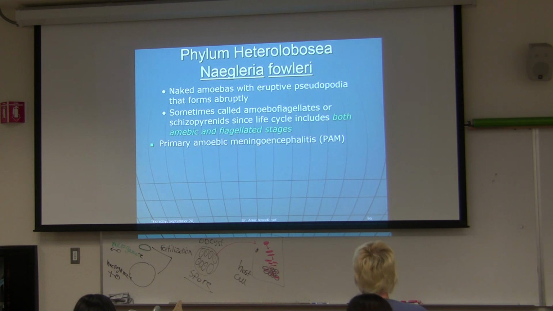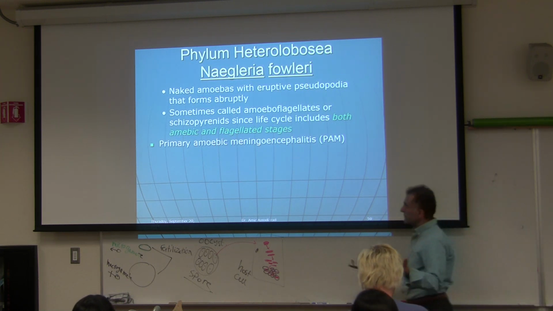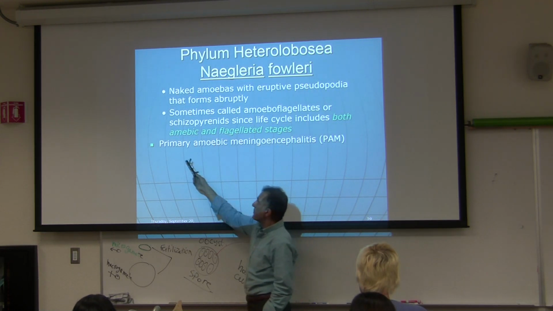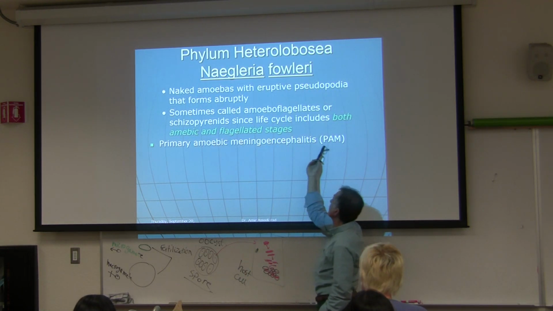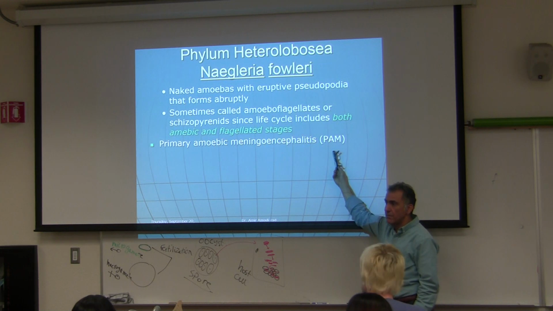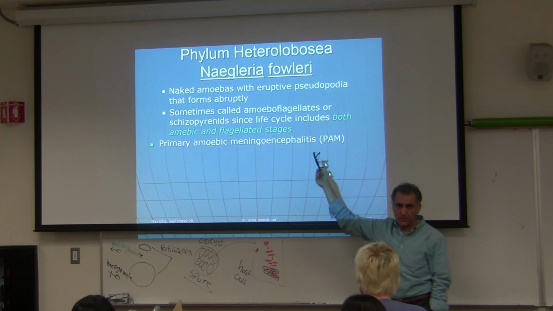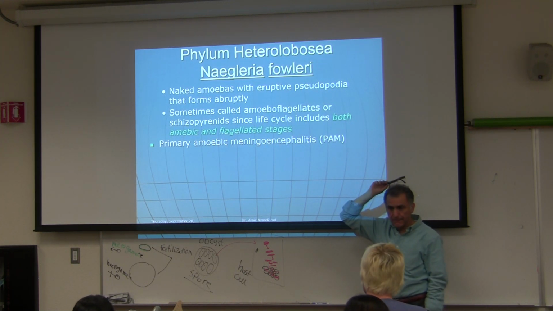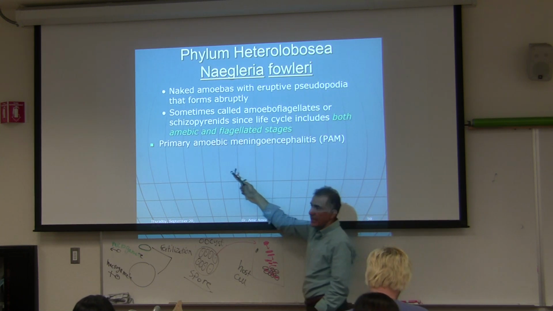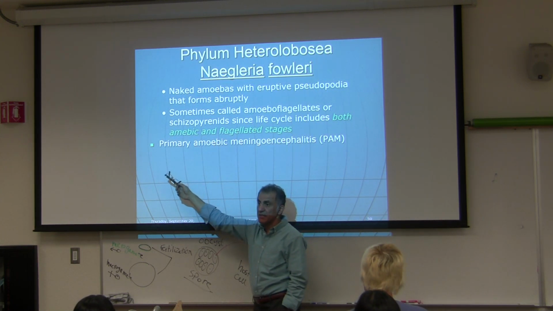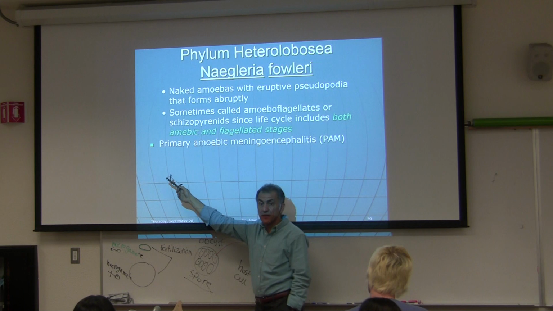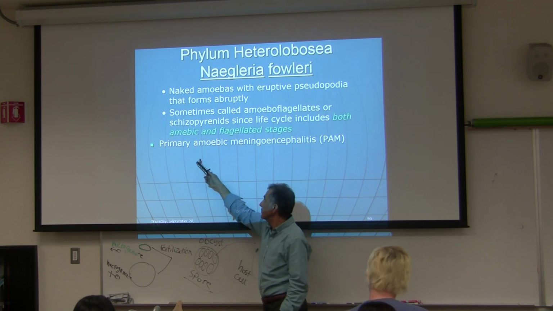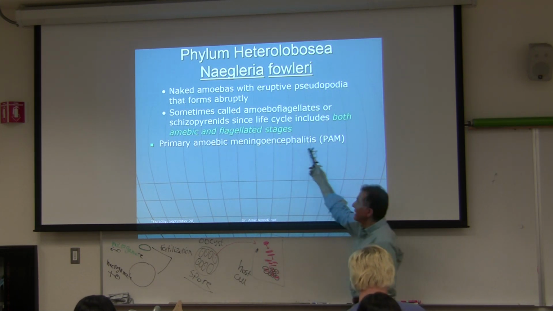The name of the disease this organism causes, that's a lab practical exam question, sometimes a lecture question, is called primary amoebic meningoencephalitis, PAM. If you write down PAM for me during the exam, I will not give you credit. You have to spell out the whole entire disease for me, like amoebic dysentery, you remember that? So this one is called primary amoebic meningoencephalitis.